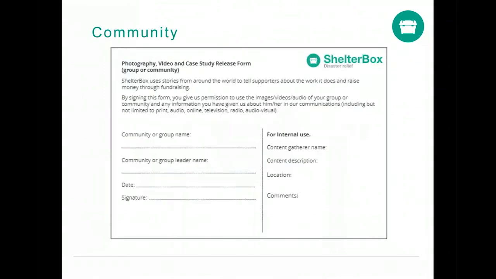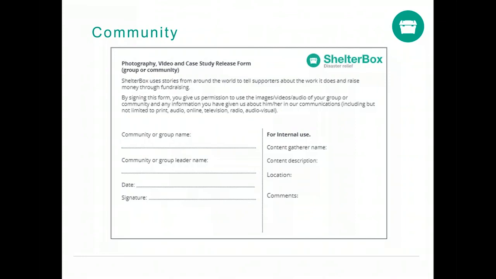Okay, so we're going to go through the different types of consent forms that we have at ShelterBox. These consent forms can all be found in one place, which we'll guide you to at the end. So at the start, we're going to focus on community consent.